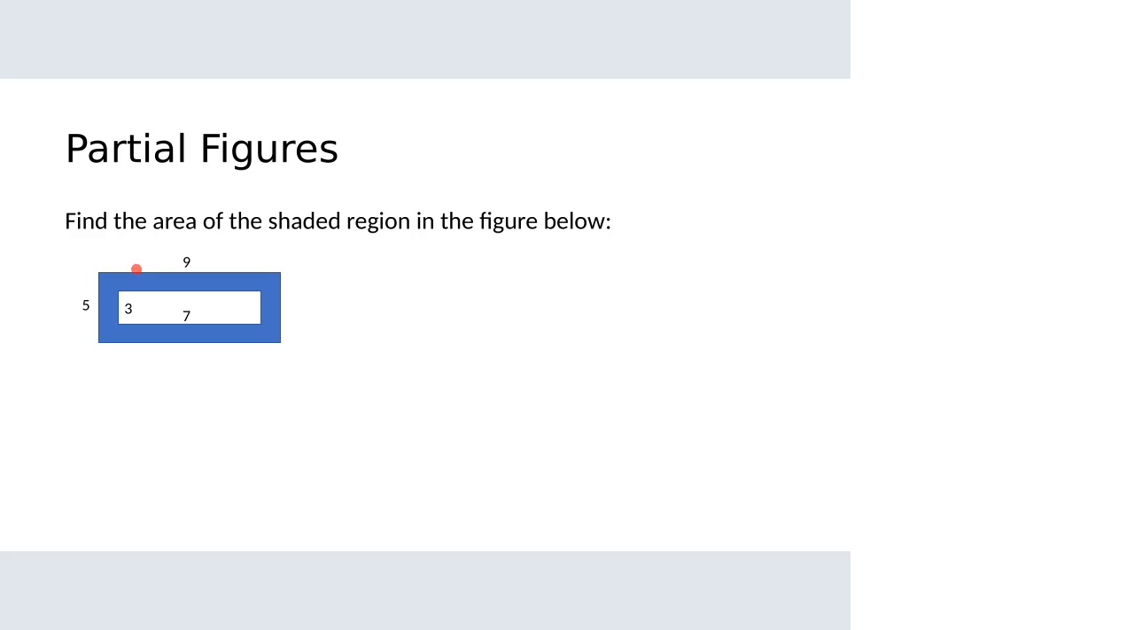What I can do is find the area of this big rectangle, the 9 times 5. So the area of the big rectangle is going to be 9 times 5, or 45. Then I can find the area of this small rectangle on the inside, which is 7 times 3, or 21. And then, exactly as Lorraine suggests, I'm going to subtract.